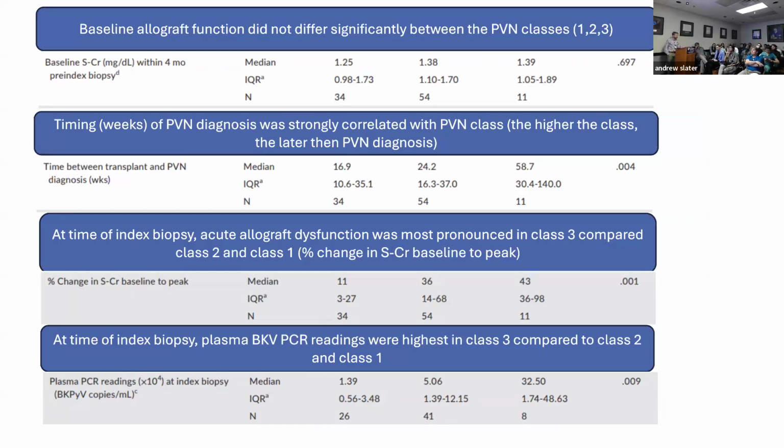And then at the time of index biopsy, acute allograft dysfunction was most pronounced in class 3 compared to class 2, class 1, right? As measured by percent change in serum creatinine baseline to peak. Makes sense. At the time of index biopsy, plasma BK virus PCR readings were highest in class 3 compared to class 2 and class 1. Okay, so we're making a little sense here.